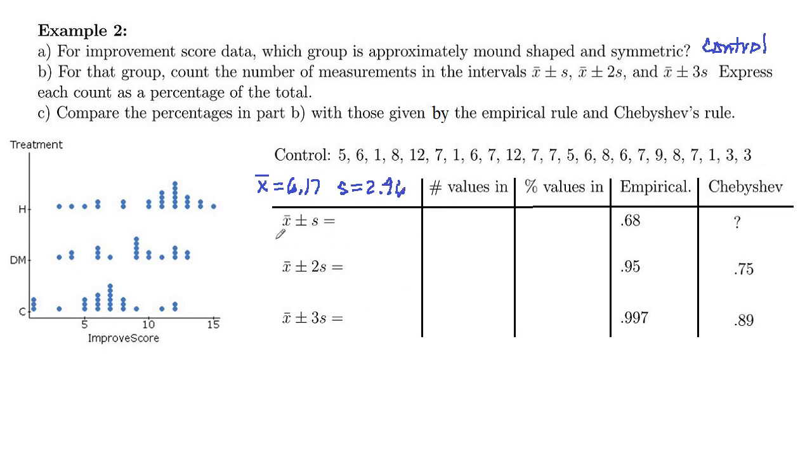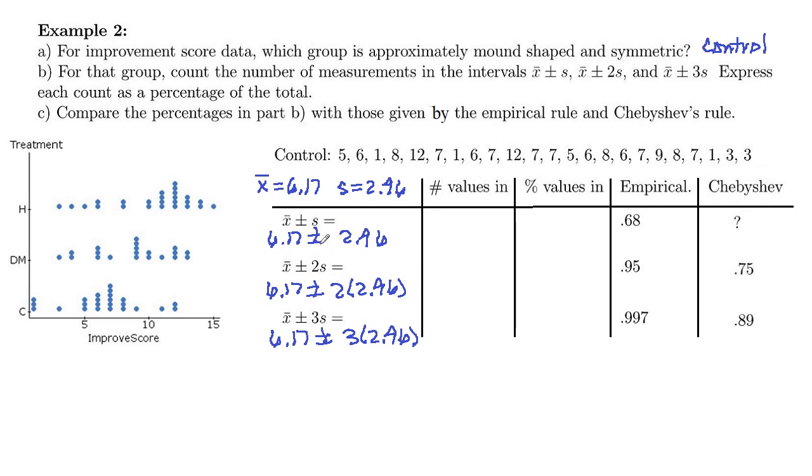So first here we want 6.17 plus or minus 2.96 as our range. And then 6.17 plus or minus 2 times 2.96. And then 6.17 plus or minus 3 times 2.96. So just enter those into the calculator and get your lower and upper cutoffs.